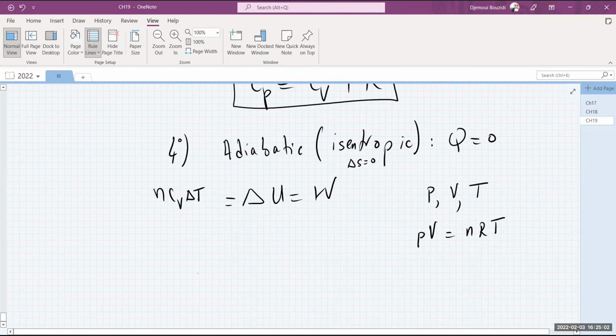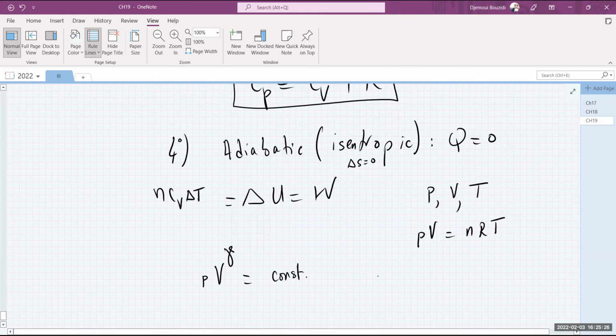It turns out there are at least 2 common expressions that are commonly used, and there is a third one that is less used, but you can use it too if you want to: P times V to the power gamma is constant, okay? Where gamma is that ratio of the molar specific heat, Cp over Cv, by definition, okay?